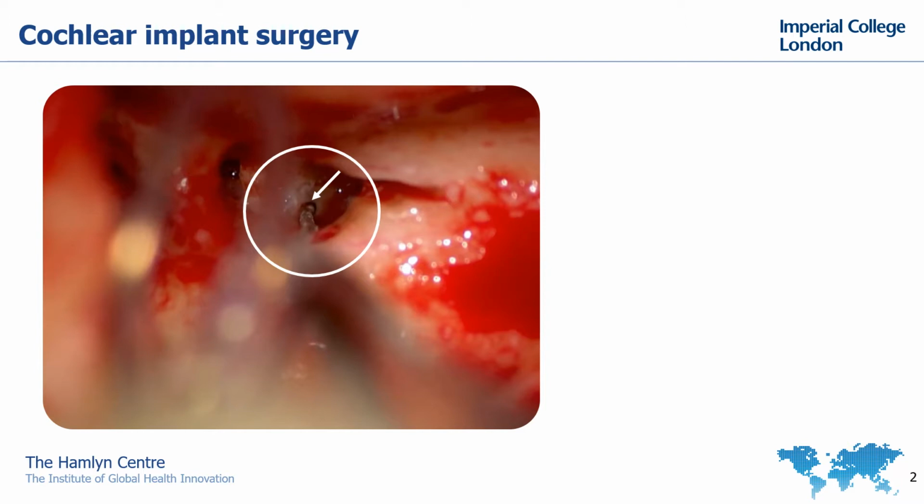The implantation of this electrode array is very challenging, as we can observe in the picture on the left, where the electrode array is being inserted through a very tiny hole, more or less the same dimensions of the electrode array.